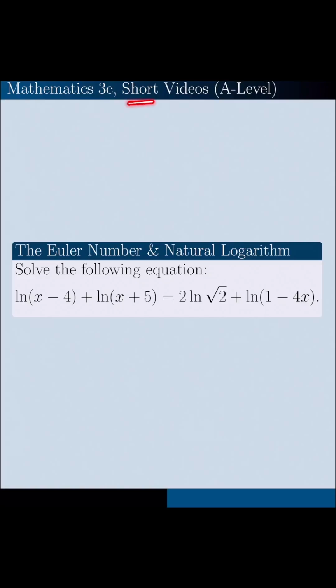Hello, in this short video I'm going to solve the following A-level problem. Solve the following equation: ln(x - 4) + ln(x + 5) = 2 ln(√2) + ln(1 - 4x). Pause the video at this point and give it a try.